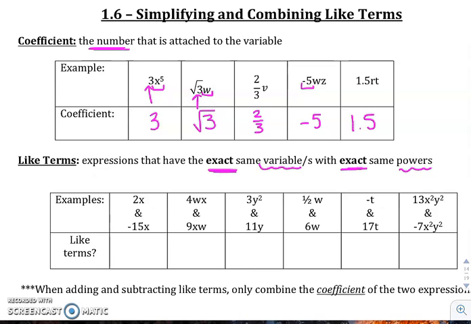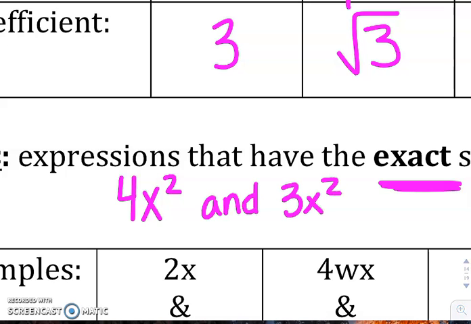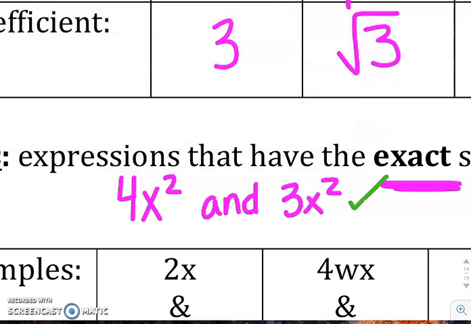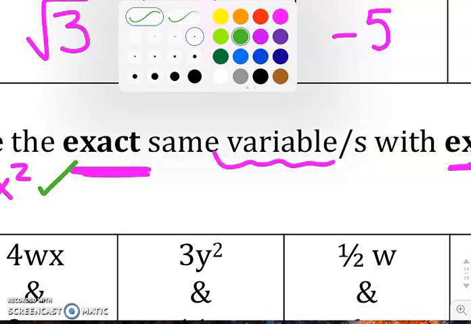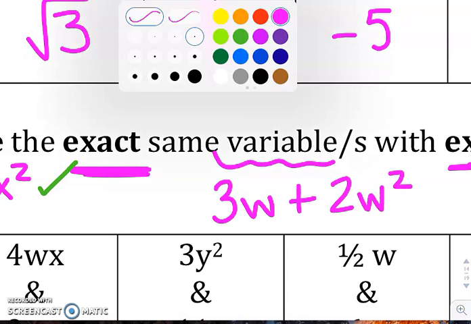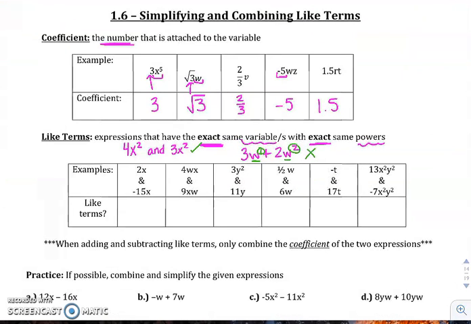For example, if you had 4x squared and 3x squared, since they both have an x squared, they would be like terms. But if you were trying to add 3w plus 2w squared, yes, they have the same variable, but they don't have the same variable and same power. This would be a 1, that would be a 2. So these would not be like terms.